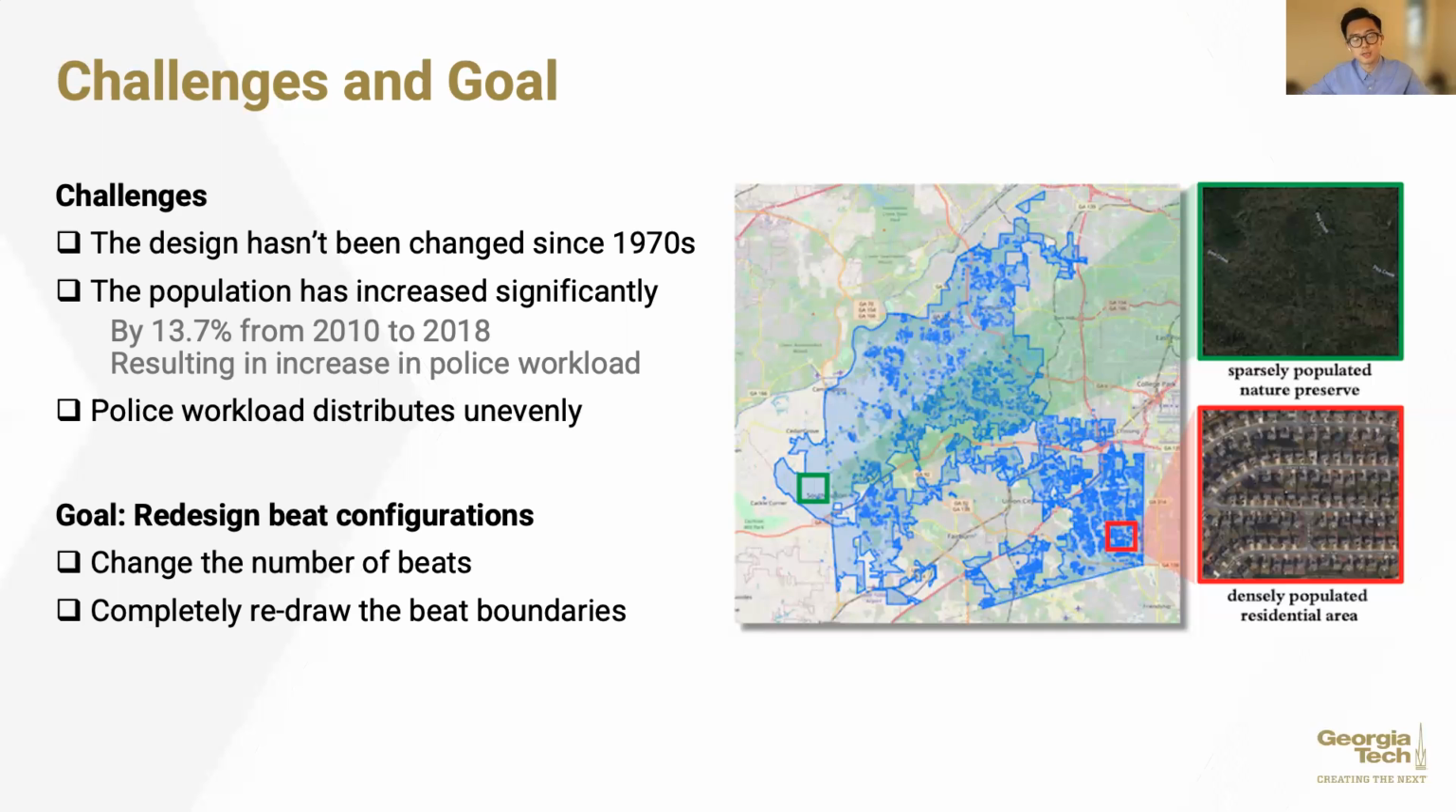So in the middle of 2019, the SFPD reached out to us. They were hoping that we could give them more insights about the beat design by taking advantage of the power of big data. From 2019 to early 2020, our team closely worked with the SFPD to improve their police operation efficiency. Our project specifically focused on redesigning the beat configuration by completely redrawing the boundaries and changing the names of the beats, and we aim to rebalance the workload of SFPD officers.